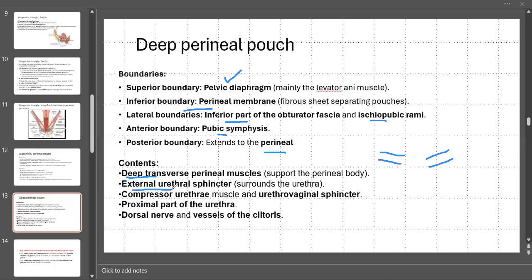Then external urethral sphincter, compressor urethrae or urethrovaginal sphincter is also part of this deep perineal pouch. Proximal part of urethra and dorsal nerve and vessels of the clitoris. These are further the contents of the deep perineal pouch.